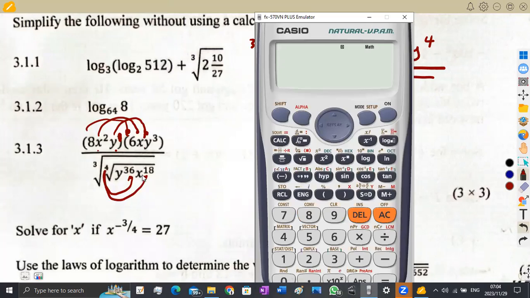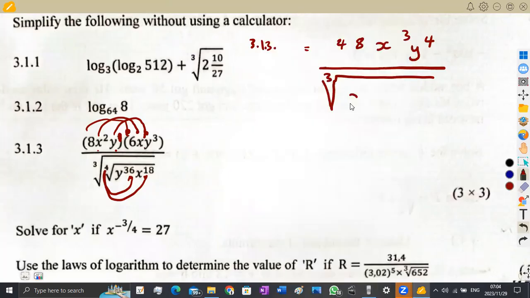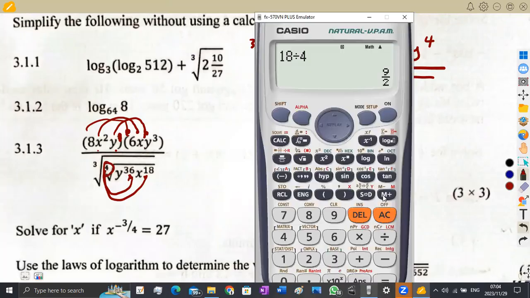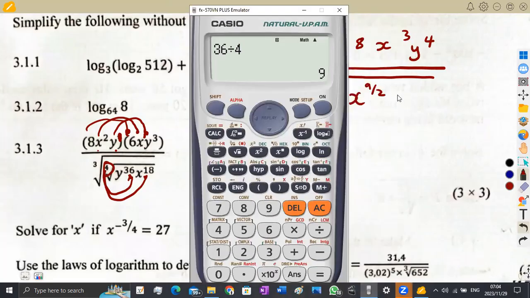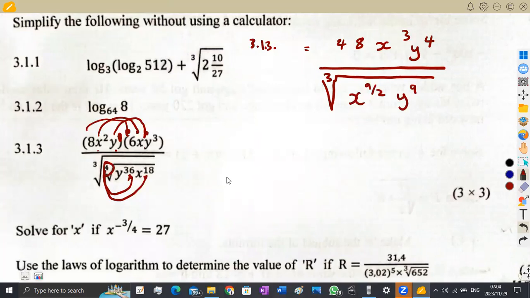This is x to the exponent of 18. So you're going to divide 18 divided by 4. You just divide by that number inside the root, which is going to be 9 over 2, okay? So this will be x to the exponent of 9 over 2. You do the same thing on y here, to the exponent of 36. You divide by the number inside the root, which is 4. So that is 36 divided by 4, which is 9. So that means the part of y is going to be y to the exponent of 9.